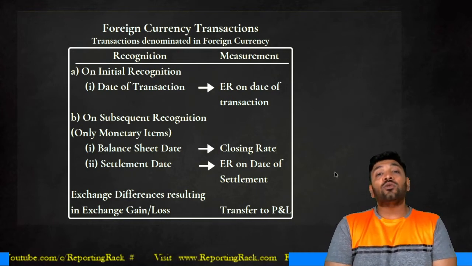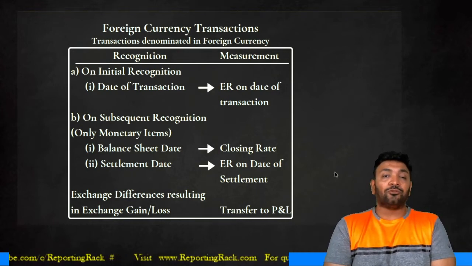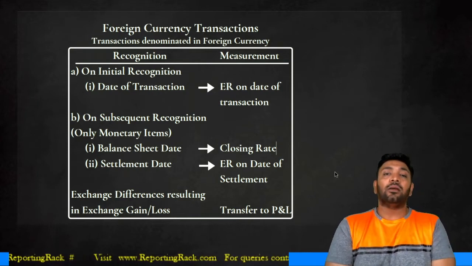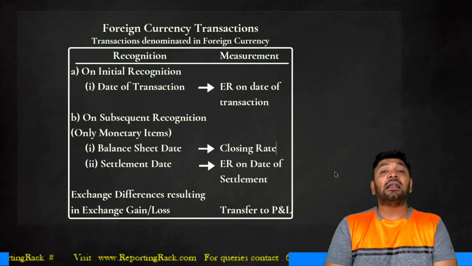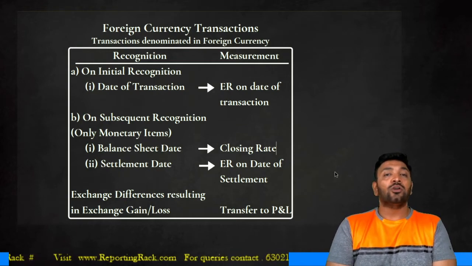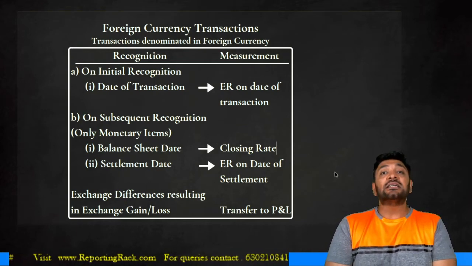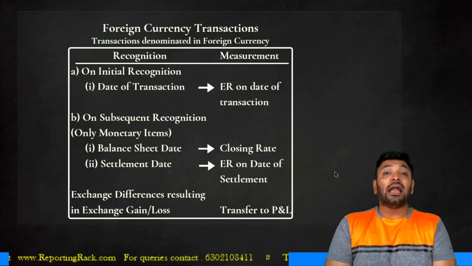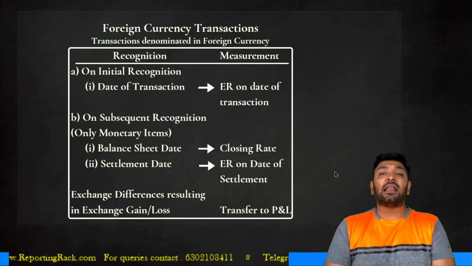Let's say we went up to 15th of August again. 15th August 2021, I am settling the transaction today. My settlement happened at 81 rupee per euro. So what is the entry that you pass? Supplier account debit to bank, 81 rupee per euro, 81 into 1 lakh, 81 lakhs.